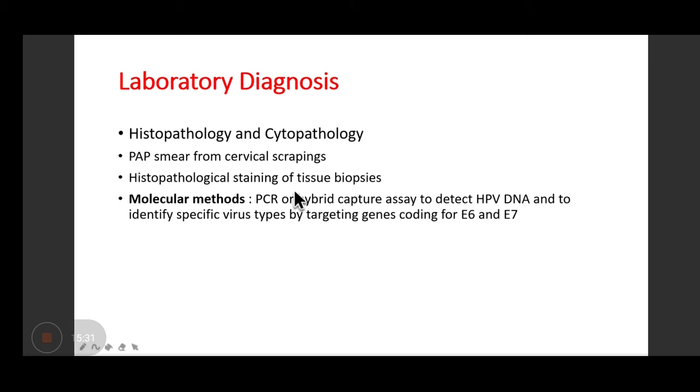Then we can do histopathological staining of the tissue biopsies. We have molecular methods where we can look for HPV DNA through PCR or hybrid capture assay, and we can identify specific virus types, which type is involved in infection, by targeting genes coding for E6 and E7.